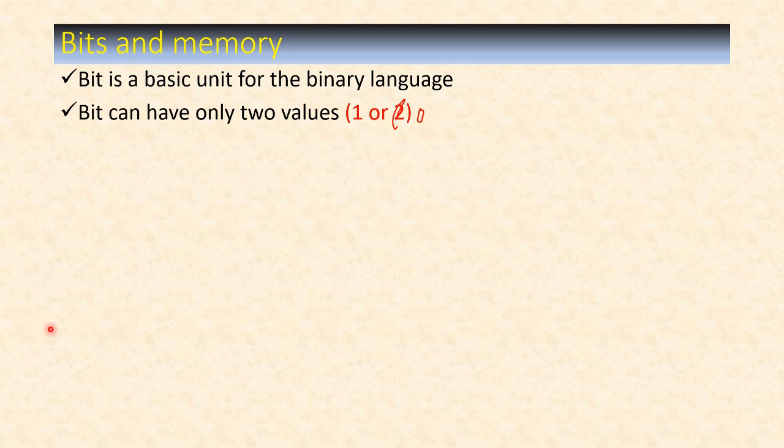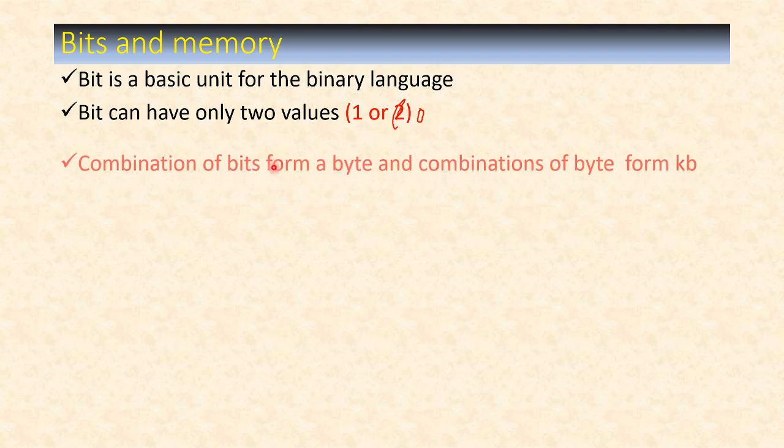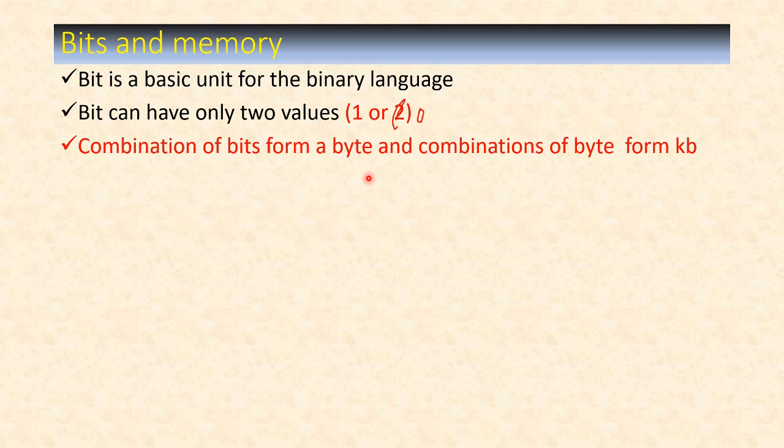So a bit can have only two values, 0 or 1, and a combination of bits forms a byte. We have the definition of 1 byte as equal to 8 bits, and similarly, by combining bytes we have kilobytes and so on. So what does it mean? By combining 8 bits we can get a byte, and then again by combining some particular number of bytes, we can get a kilobyte. So that's what it means.